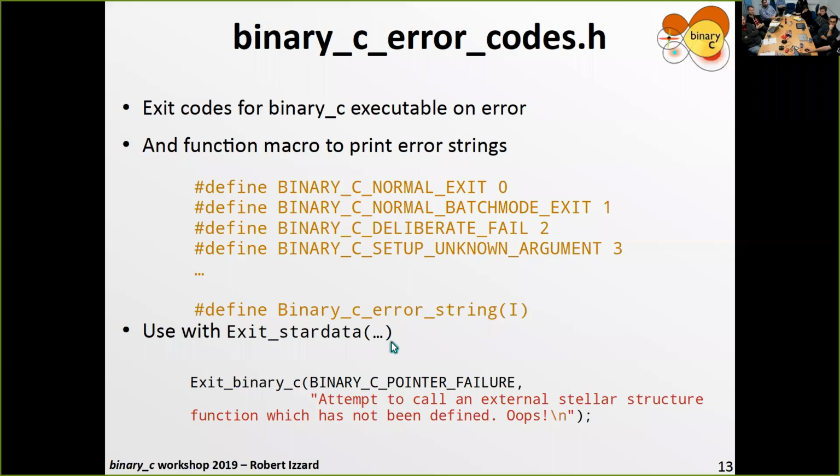Now, you use these error codes when you call exit binary C. So let's say you had some failure with a pointer or something. Well, that's what you'd use as the error code. And then you get to fill in a string afterwards here. But that's really up to you. You put in the string. That will then be sent to whatever binary grid or whatever when it fails. So instead of just exiting everything, you can actually handle errors properly.